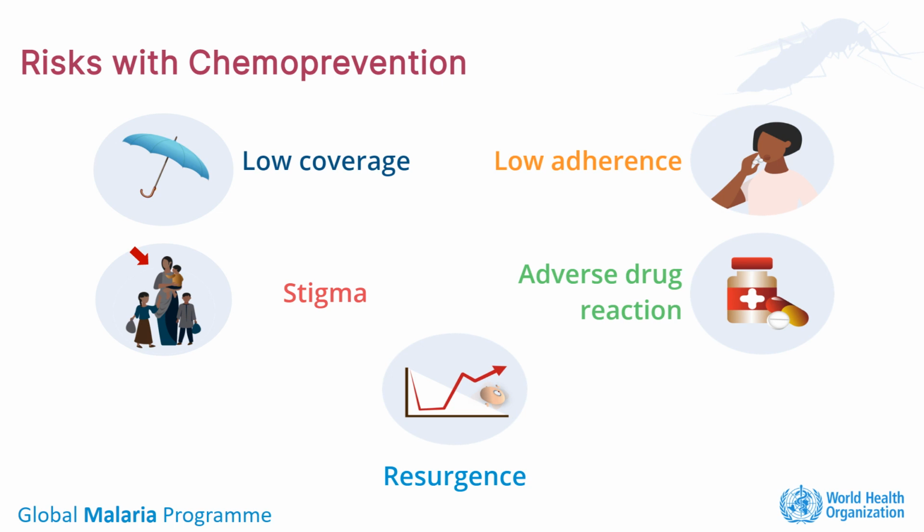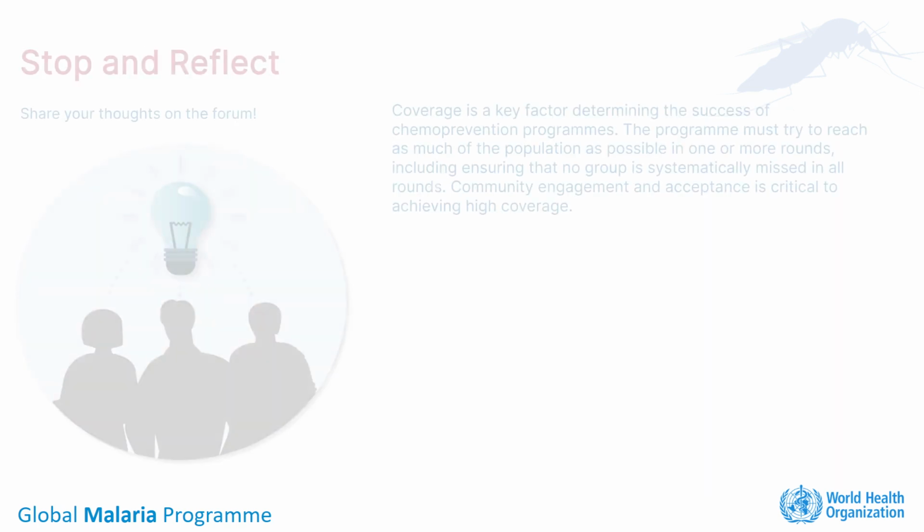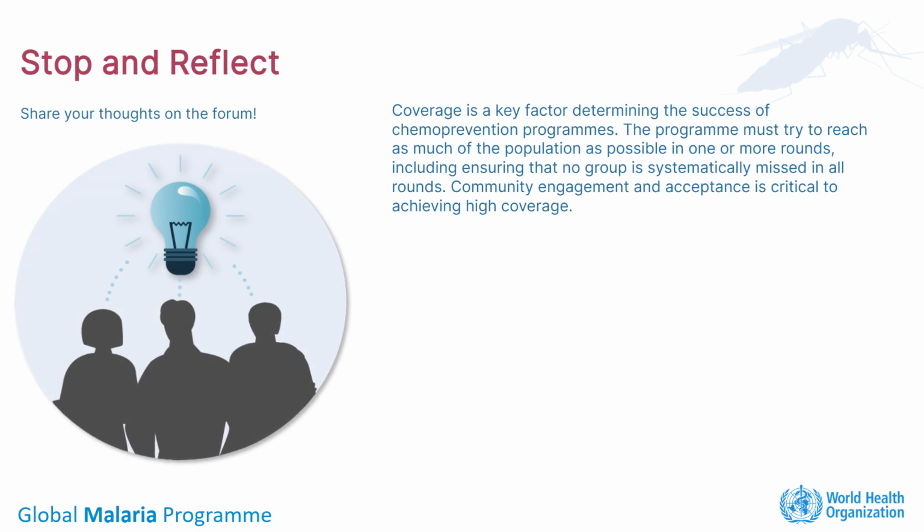Even with multiple rounds of chemoprevention, it is unlikely that elimination will be achieved immediately, and the effects of the chemoprevention program will wane over time. For these reasons, the surveillance system and vector control must be in place to prevent resurgence and maintain the gains achieved by prevention. Coverage is a key factor determining the success of a chemoprevention program. The program must try to reach as much of the population as possible in one or more rounds, including ensuring that no group is systematically missed in all rounds. This means that doing the same thing for all rounds is unlikely to yield much benefit.